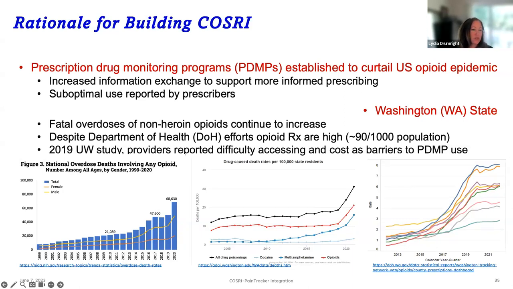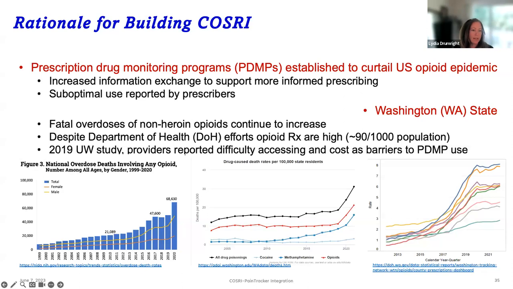As everyone's aware, prescription drug monitoring programs were established in the U.S. to help curtail the U.S. opioid epidemic. The idea was that you would increase information exchange to support more informed prescribing by providers. But there was some evidence early on of suboptimal use reported by prescribers. And in Washington state, fatal overdoses of non-heroin opioids continue to increase. Panel one shows you across the U.S. and panel two is Washington state.